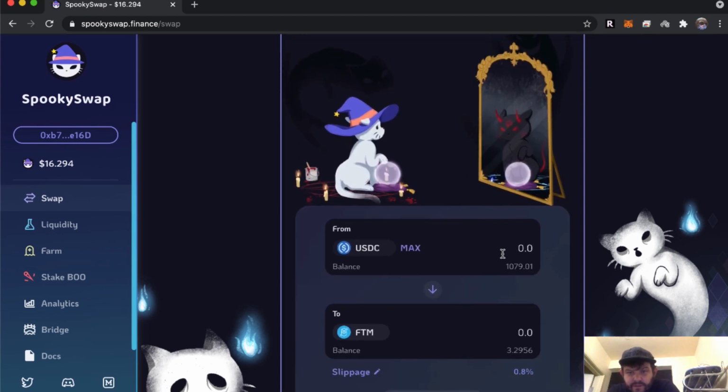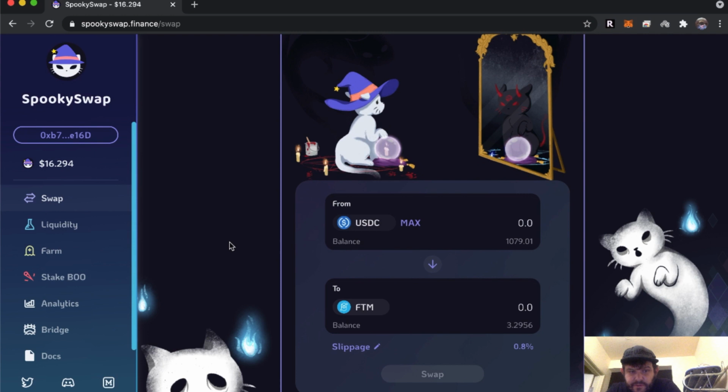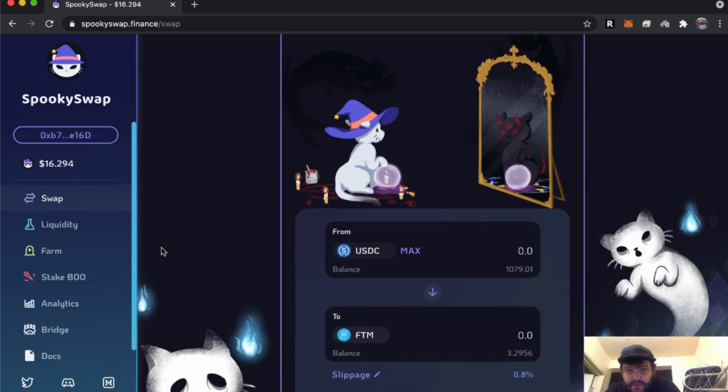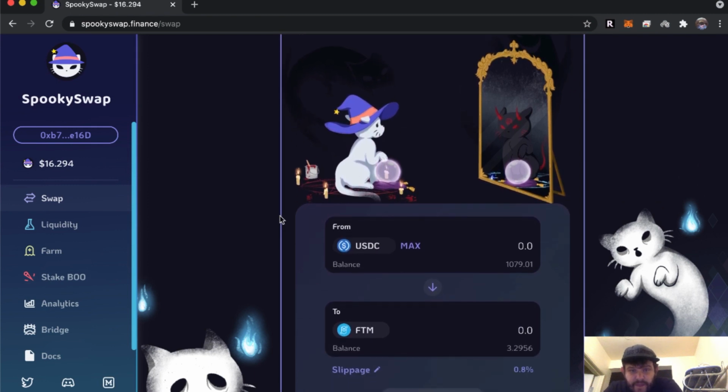Now, let's see if we load our balance. There we go. And you could begin trading or farming and staking. And I gave us an example via SpookySwap. So, not bad to get on board.